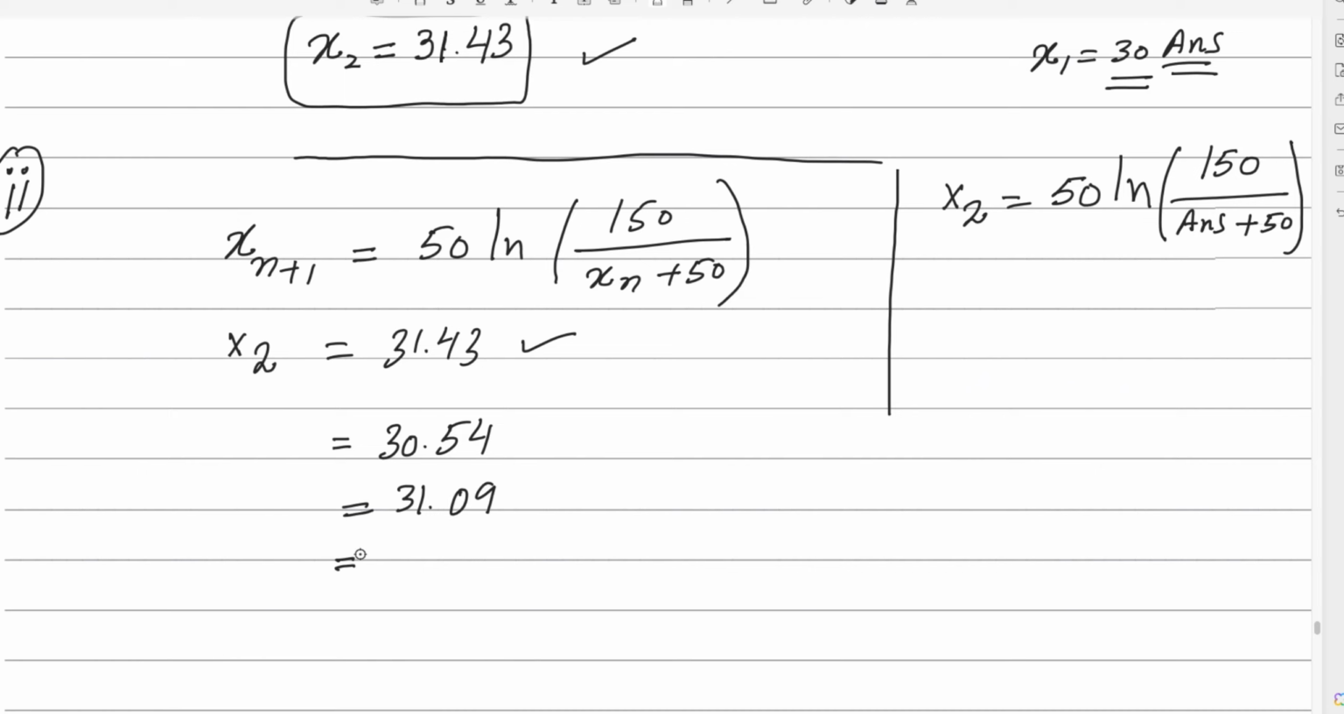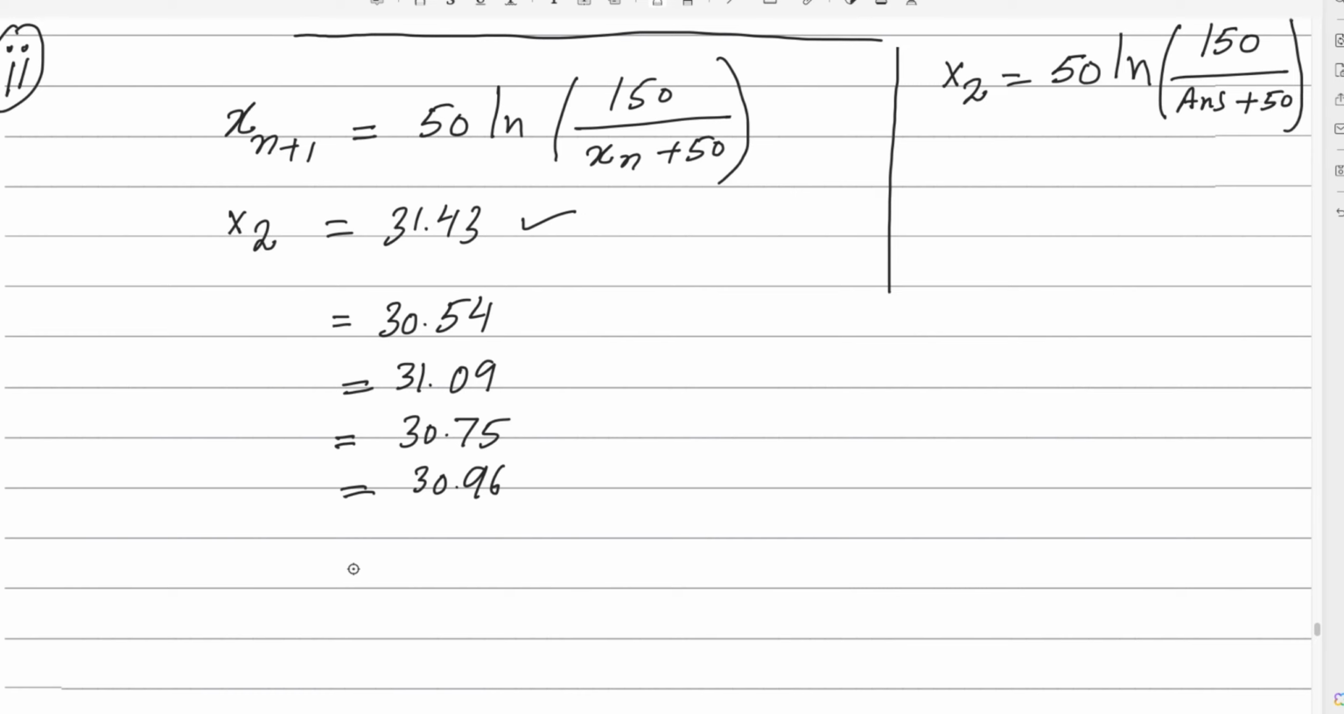So here I am writing all the answers, and at the end, once you get the same answer up to 2 decimal places, that will be the horizontal distance when it reaches the maximum height. Maybe you need to find 9 to 10 more values here. Press equal, you get the answer 30.75. Again press equal, you will get 30.96. Keep pressing equal, you will get the next answer, 30.83.